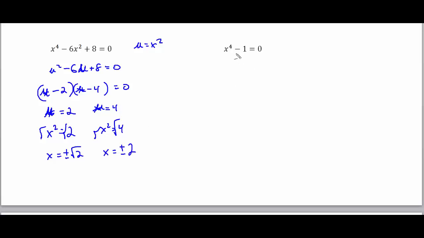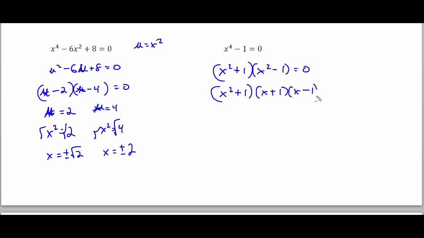Now for this problem, I've got x to the fourth minus 1 equals 0. Yep, it's factorable. In this case, I'm not even going to substitute anything at all. I'm just going to factor this into x squared plus 1 times x squared minus 1 equals 0. This x squared plus 1 doesn't factor anymore, but the other can be factored into x plus 1 and x minus 1 equals 0. And this is going to give me some solutions.